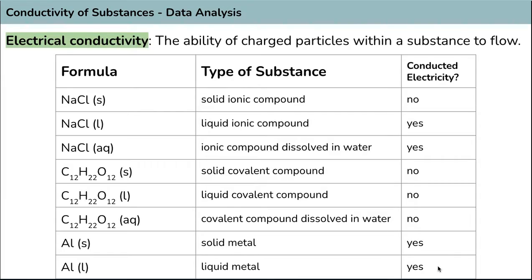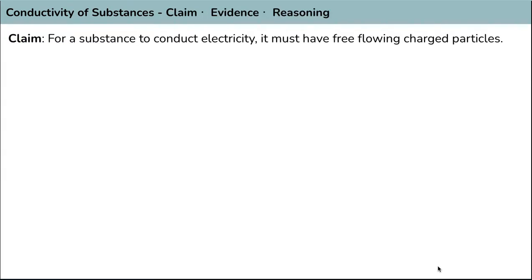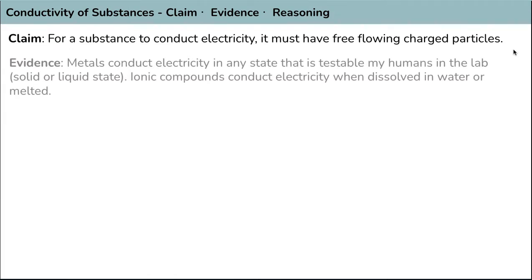So based on the data that we've just gone over, my claim is that for a substance to conduct electricity, it must have free-flowing charged particles. Now this claim comes from both the definition but also the results of our data lab. So, using the data, my evidence says that metals conduct electricity in any state that is testable by humans in the lab. What we're saying here is solid or liquid. And that evidence is present in the results of the aluminum test.